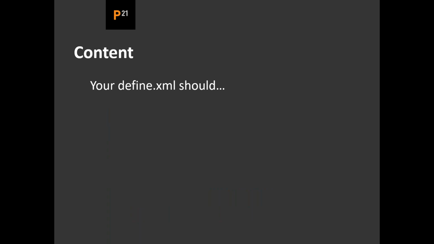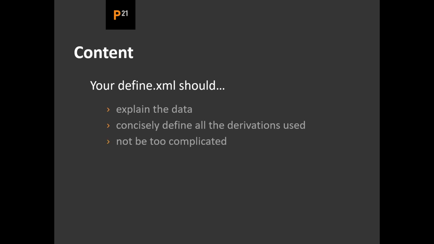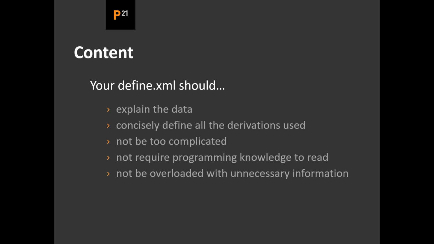As far as the content in your Define file is concerned, it's really there to explain the data. Any derivations that you have in your Define should be quick and to the point and as precise as possible. The Define should not be too complicated. That's especially true when talking about derivations. People shouldn't need programming knowledge in order to be able to understand your Define file. And lastly, we really don't want to overload the Define with too much unnecessary information.